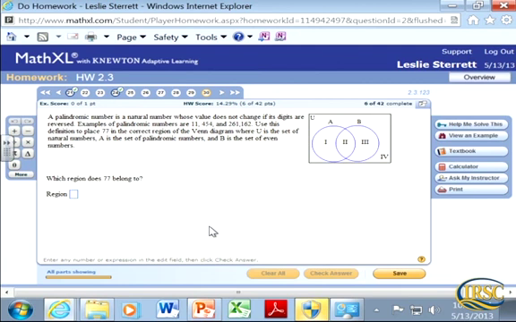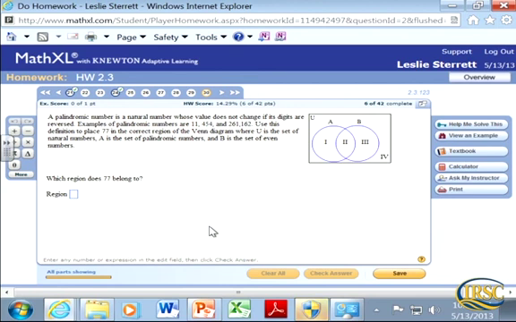Use the definition to place 77 in the correct region of the Venn diagram, where U is the set of natural numbers, A is the set of palindromic numbers, and B is the set of even numbers. Okay, and so you are just choosing which Roman numeral it is. Does it belong to Roman numeral 1, 2, 3, or 4? And you can actually show me choice of fingers here. So 1, 2, 3, or 4. And I definitely have a majority of 1.